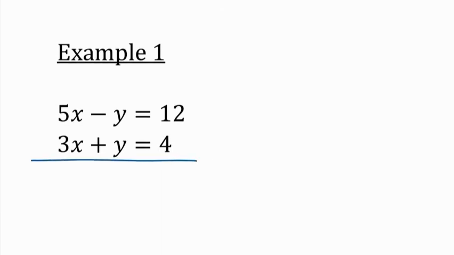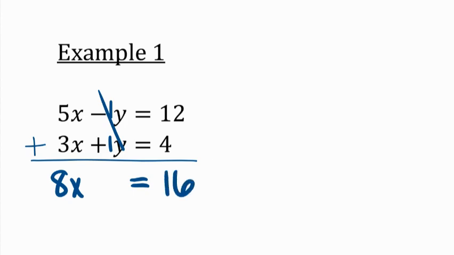So I'm going to put a bar underneath it and a plus sign over here, and then I'm going to add all of my terms. So if I do 5x plus 3x, we get 8x. When I do negative y plus positive y, well, negative 1 and positive 1, that's just 0, right? Those two things cancel out. There's no y term left over. I keep my equal sign where it was, and then I'm going to do 12 plus 4, and I get 16. So you see how this variable here, the y's, have been eliminated by adding them together. Okay?